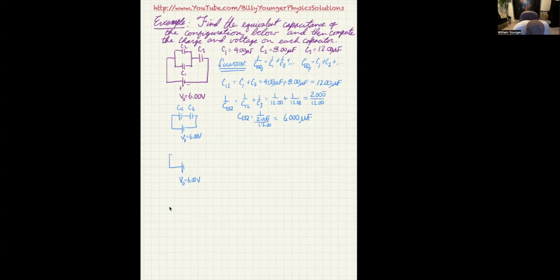And that is in series with a single capacitance of 6.000 microfarads, like that. So the equivalent capacitance of the entire bank is this. That's our answer sort of for part A. I didn't label it part A, but I will now.